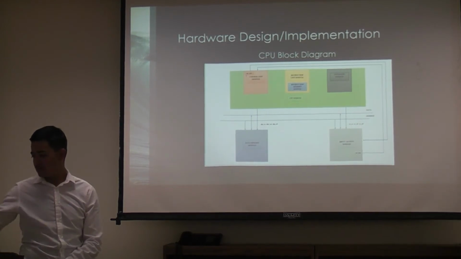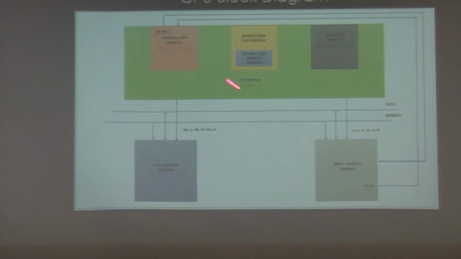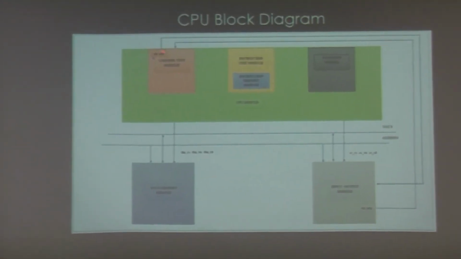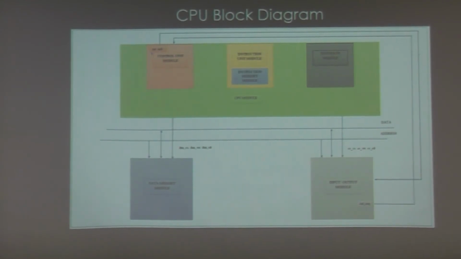Here is our hardware implementation. This is a CPU block diagram. We have our CPU module, and then we have our control unit module with the interrupt acknowledge, which is going to the input-output module. Then we have the instruction unit module, which also has the instruction memory module in there, and the data path module. We have two buses, the data and address bus. We have our data memory module and our I/O module, which has the interrupt bus.